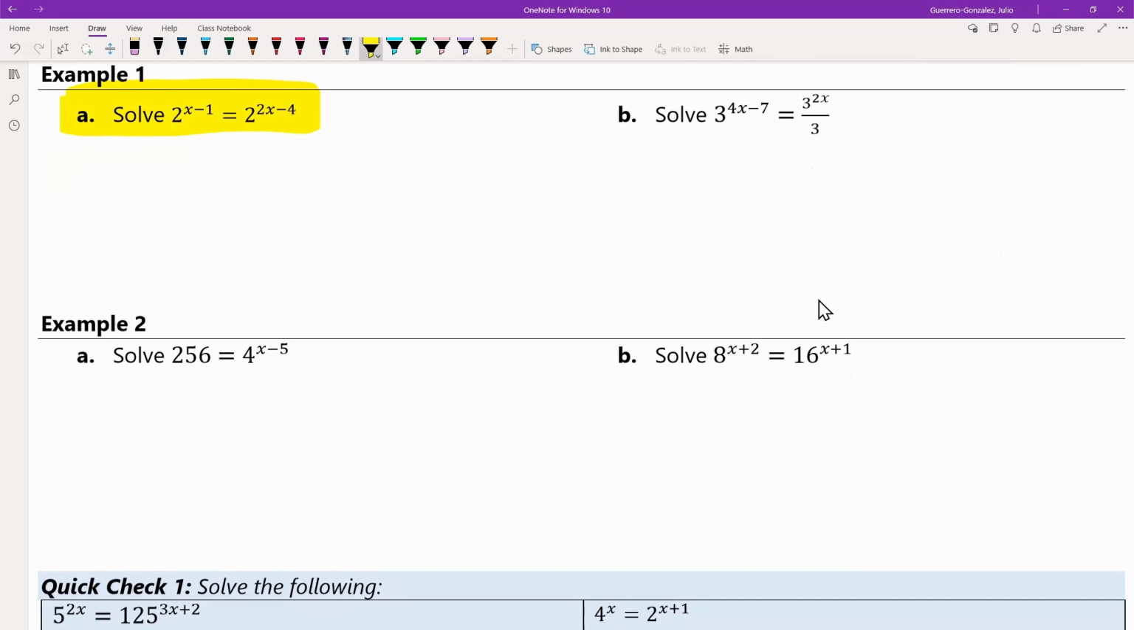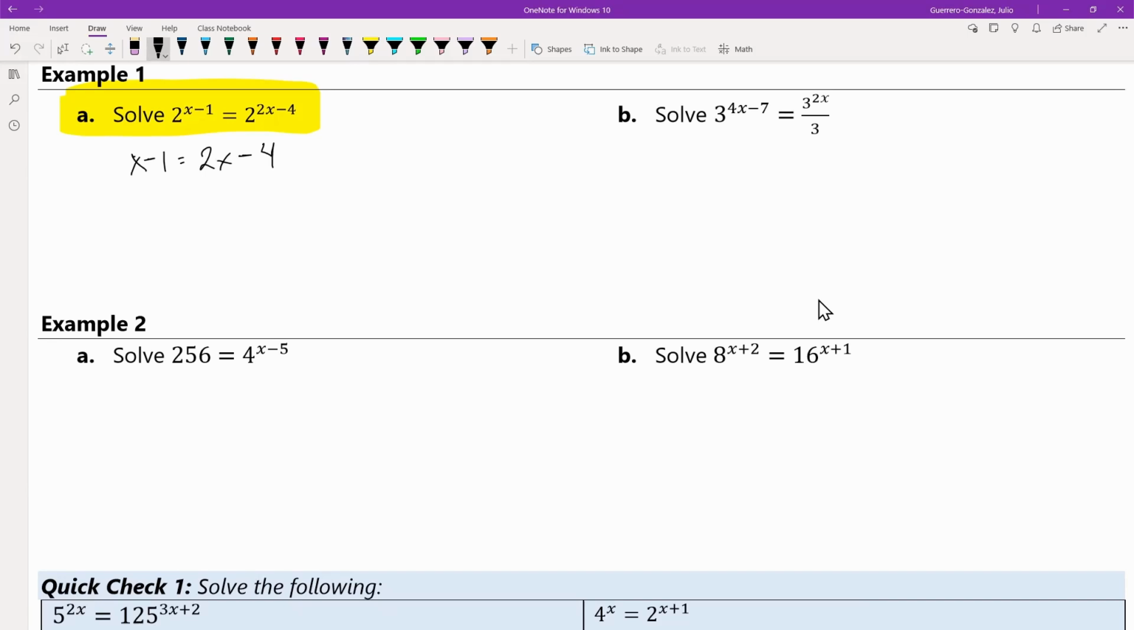Okay, for this first one, the bases of the exponential function are the same, and we want them to be equal to each other. There's no possible way that this can happen unless the exponents are equal. So we get x minus 1 and 2x minus 4. If the bases are the same and the whole things are the same, then the exponents have got to be the same.